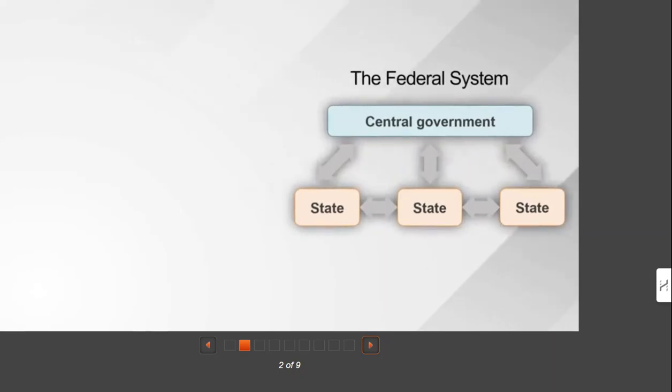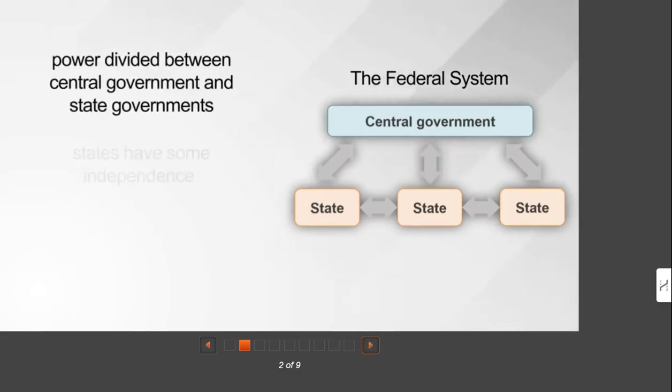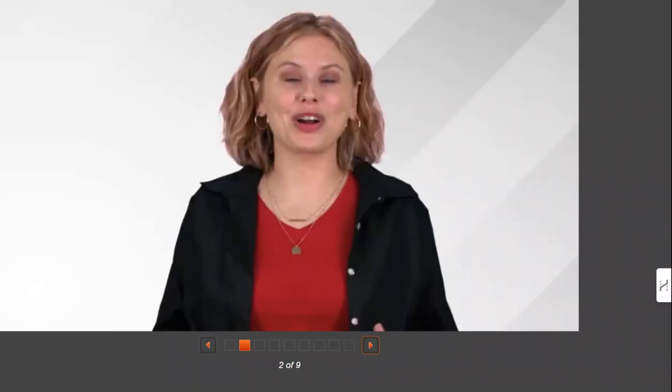Now, the federal system is one of the most common systems of government. In a federal system, government power is divided among different levels of government. Each state has some independence, but in a federal system, the central government and smaller units all influence each other. For instance, the United States uses the federal system. There is a central national government and 50 state governments, and the national government is referred to as the federal government because it heads the overarching government structure.